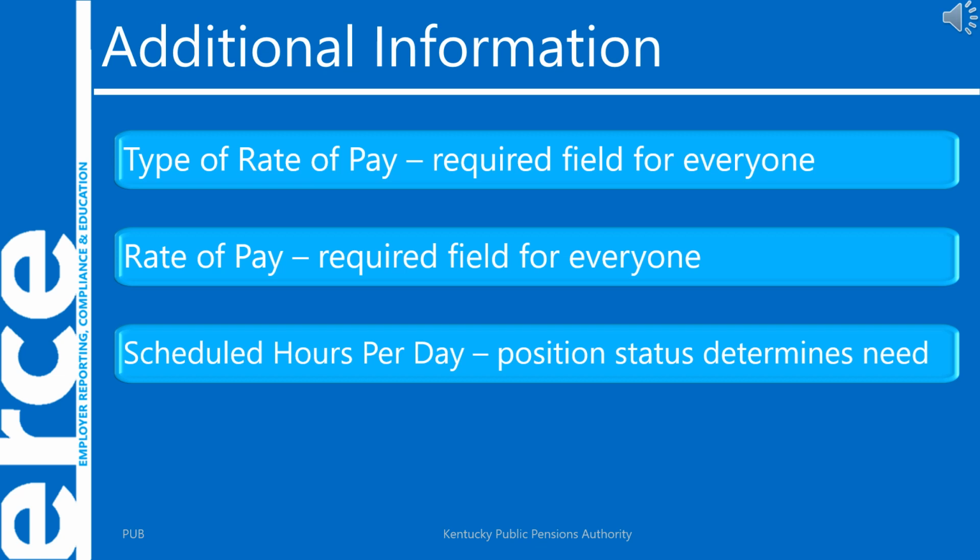The type of rate of pay advises KPPA how the rate of pay is being reported in the member details. The rate of pay is the hourly, monthly, or yearly amount that the employee's creditable compensation and additional wages are based on. Employers should report scheduled hours per day on all employees, unless they are being reported in the intermittent position status.